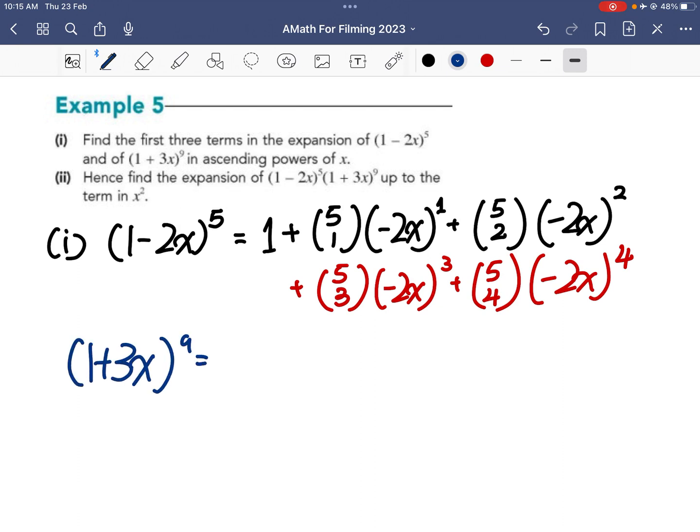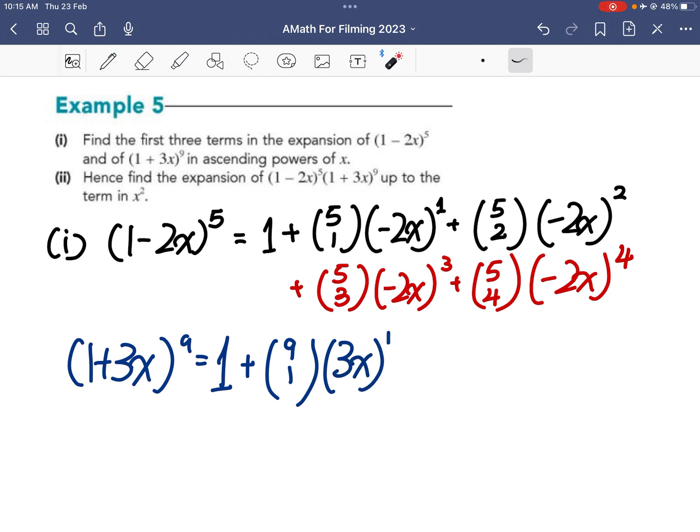Similarly, for (1 + 3x)^9, the first term is 1. Then we do what? Choose what? Okay, think for a while. If you follow the pattern from above, the first one is 9 choose 1, (3x)^1, and I follow the 1 here. The next term is 9 choose 2, (3x)^2.